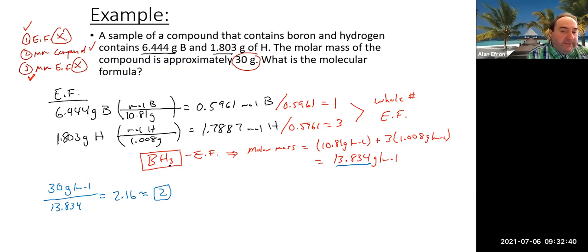So what does that 2 mean? That 2 is pretty much what we're going to multiply our empirical formula by to get to our molecular formula. And that means that our molecular formula would be B2H6 in this case.